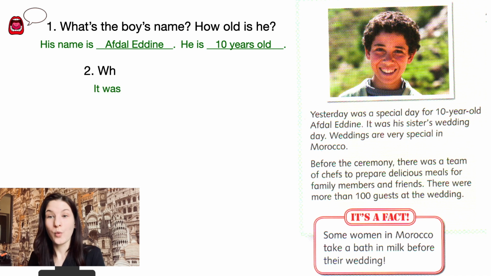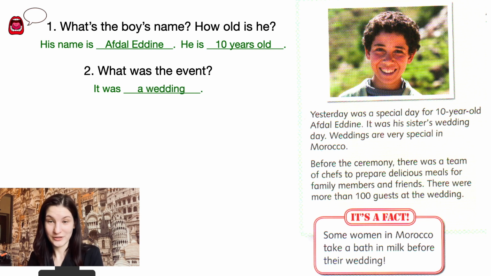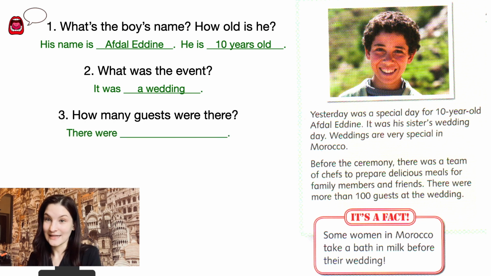Question number 2. What was the event? So what was it? Was it a birthday party? Was it a carnival, a festival? What was it? It was a wedding, of course. It was his sister's wedding. Very nice. Number 3. How many guests were there? How many people came to the wedding? 1, 2, 3. How many? There were more than 100 guests, a lot of people.